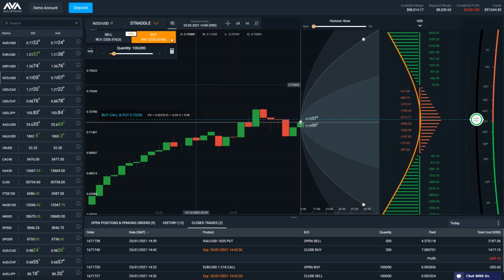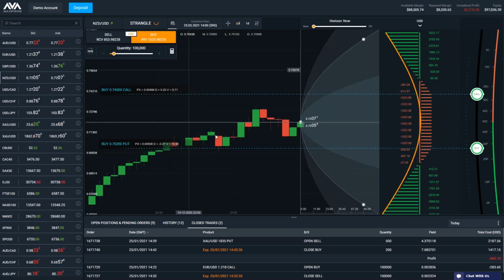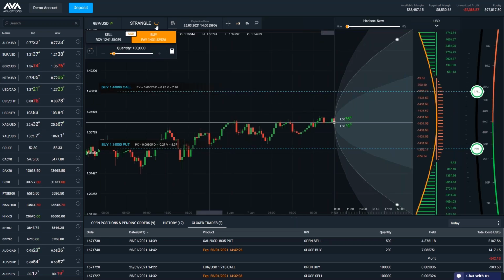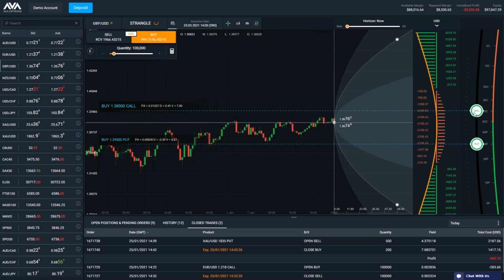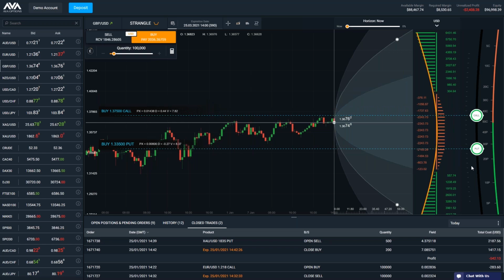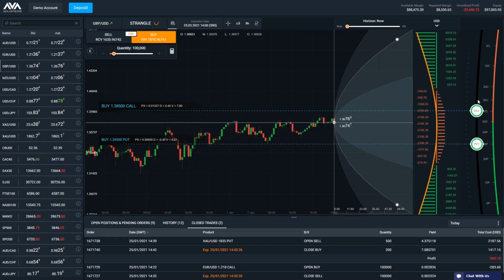What is a strangle? A strangle is very similar. Let's look at the pound, and I choose a strangle. A strangle is just like a straddle, but you have two different strikes, buying a call and buying a put. You set the strike, so if you look at a range of the market and you have a view versus the range, you can set your strikes.